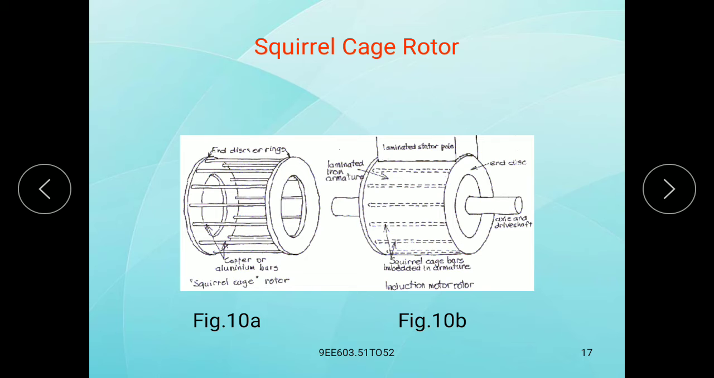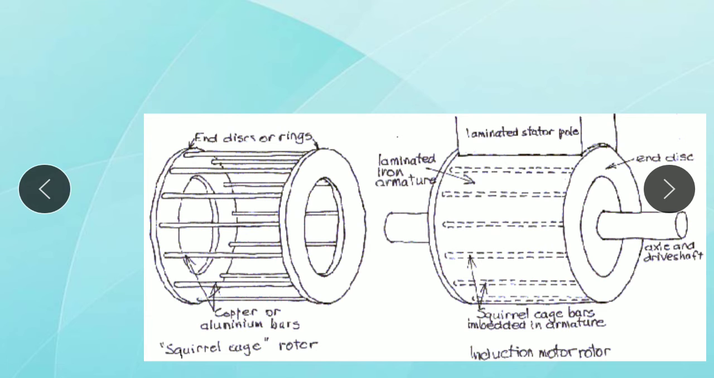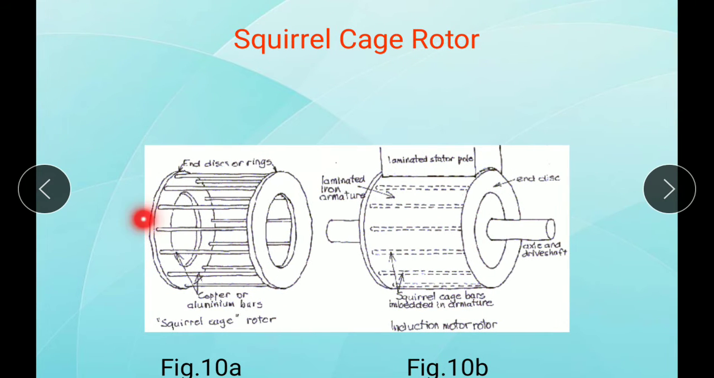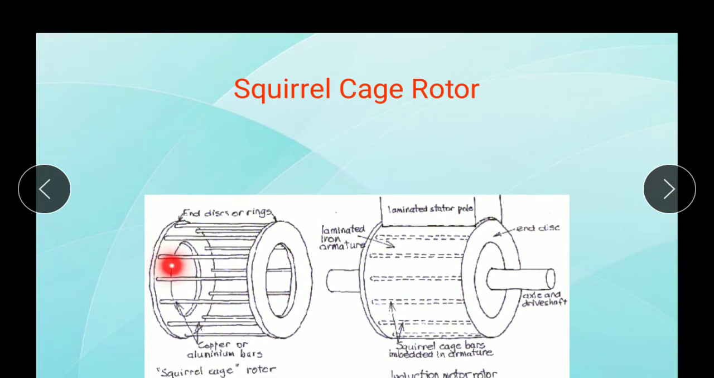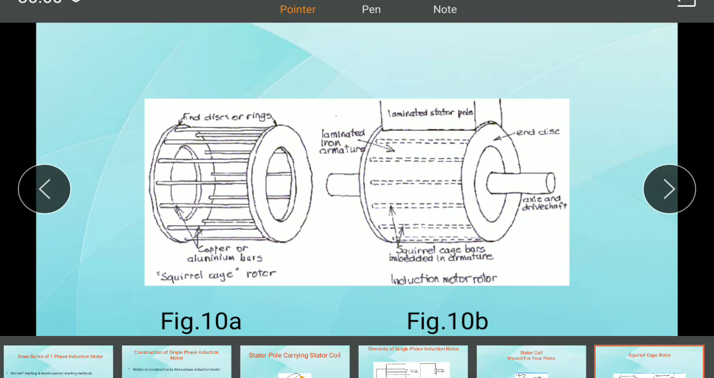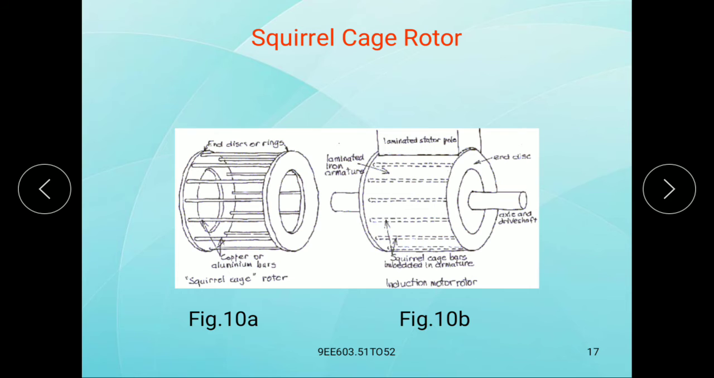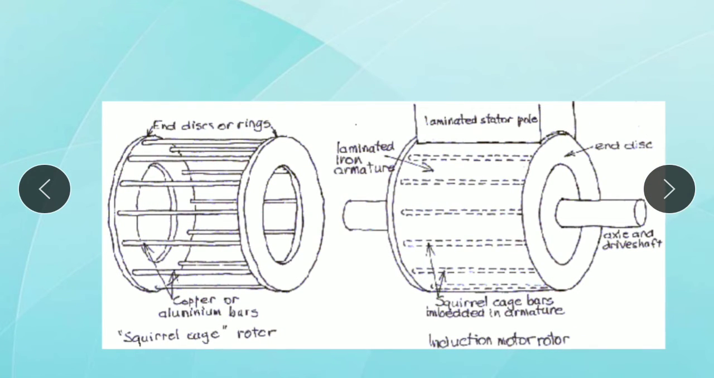Here, see here, these are the end rings or discs. These bars are copper or aluminum. This is for the rotor. This is a squirrel cage rotor.